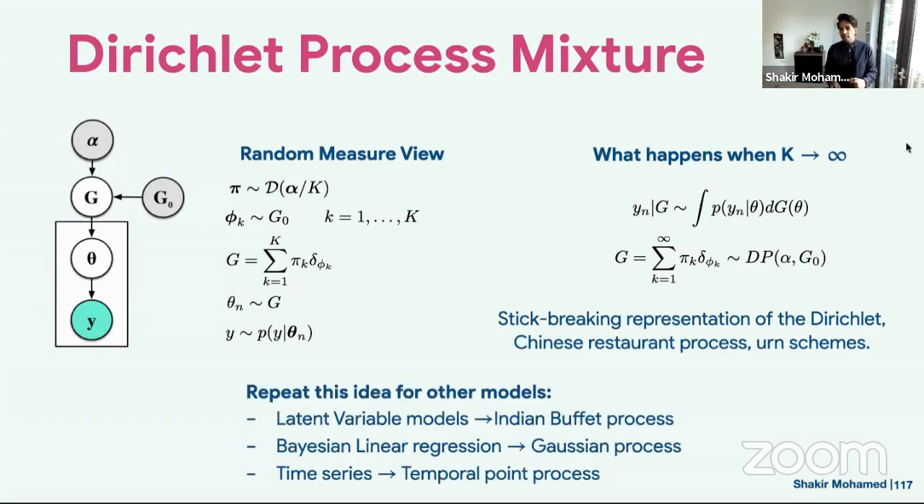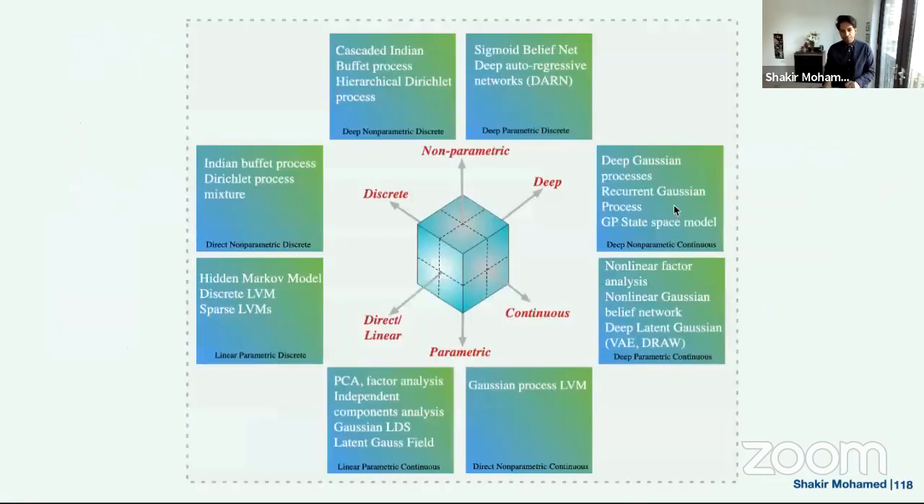And you get this idea of taking infinite limits, looking at models that adapt to the number of data in many ways. As I said, for Bayesian linear regression, you have Gaussian processes. For latent variable models, you can generate something called Indian buffet processes. For time series models, we'll get other kinds of temporal processes. And there's a lot of interesting work to do here.